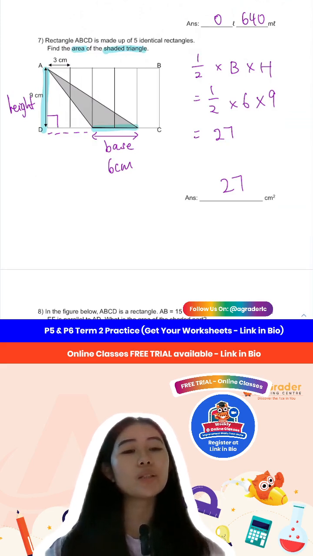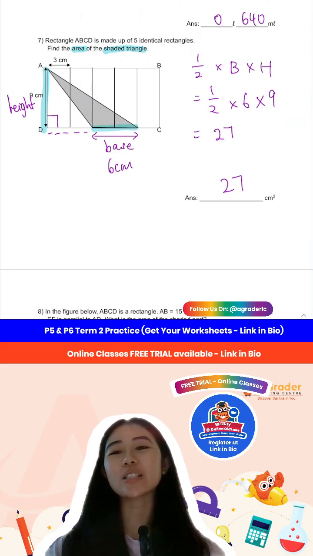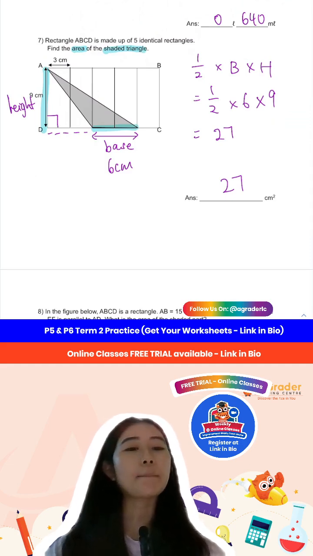For P6 math, how many questions are there? I don't know, I need to check. Let's see. Oh, P6 math got less questions today. We have 8 questions for P6 math later on.